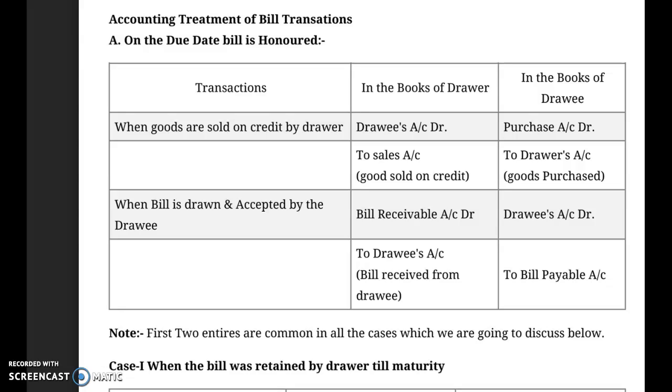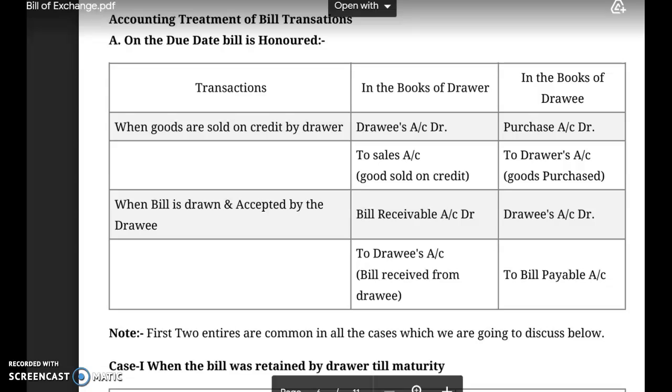Now see, a very simple case is there. Here, in the first case, again revise it: when the bill is drawn and it is honored on the due date, the first entry in the books of the drawee will be purchases, in the books of the drawee regarding the purchases. The second entry in the books of the drawee is regarding the bills payable, relating to the bills accepted.